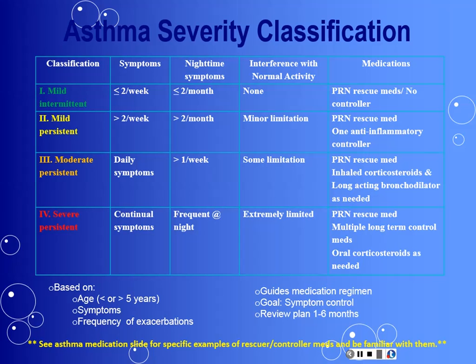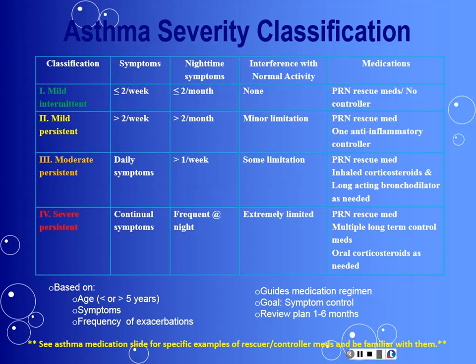Versus when you're talking about moderate, persistent, and severe. With severe persistent, they're having continual symptoms. They frequently have a cough at night, or they wake up coughing in the morning, that kind of stuff. Extremely limits their normal activity. So they're going to be needing multiple long-term control meds. They may need oral corticosteroids, that kind of stuff.